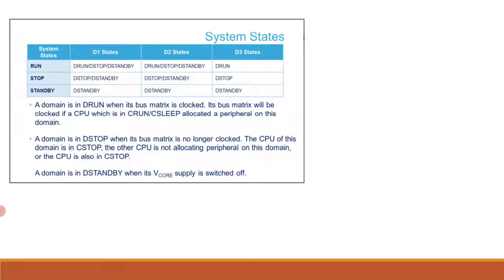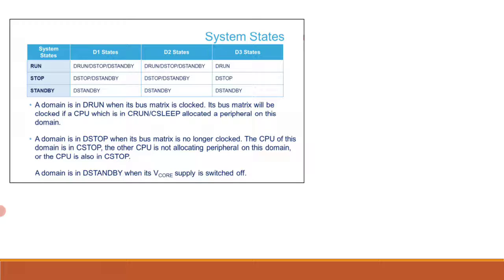A domain is in DStandby mode when its VCORE supply is switched off. Note that it is possible to keep only the D3 domain in DRun mode while other domains are in DStandby mode.